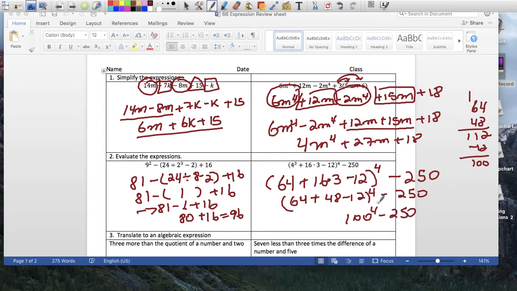100 to the fourth power is going to be 100 times 100 times 100 times 100, right? That's not the right way to write it, but that's what we're doing. So we're going to multiply 100 times itself 4 times, so it's going to be 8 zeros. So it's 100 million minus 250. So that's going to be 99,999,750. Okay.